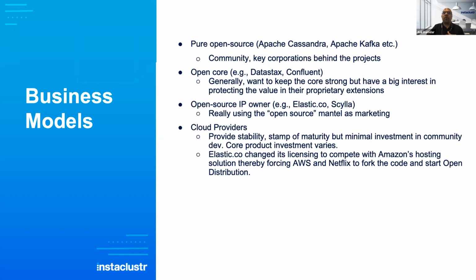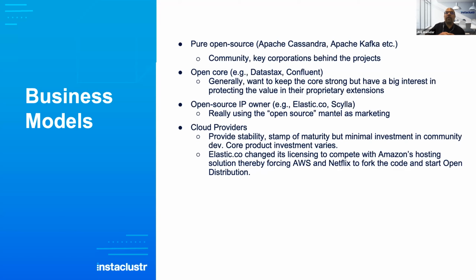The next model is open core business model. These vendors generally want to keep the core strong, but have a big interest in protecting the value in their proprietary extensions. For example, DataStax for Cassandra or Confluent for Kafka. The next business model is open source IP owner. These vendors may have open source license and the code may be completely transparent, but as they own the IP, the open source mantle is used as marketing. Most of the committers of the project are also from the vendor owning the IP. Examples are Elastic.co and Scylla.